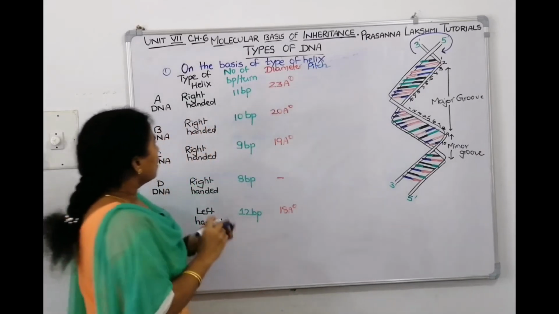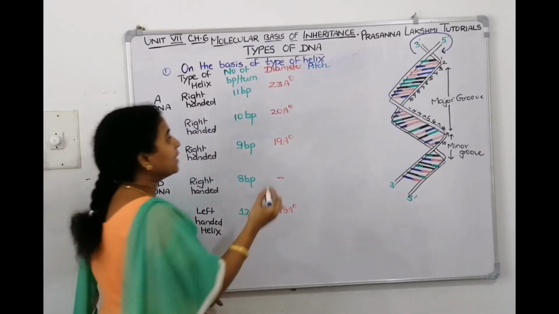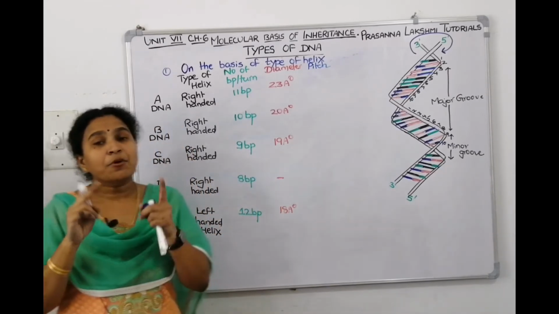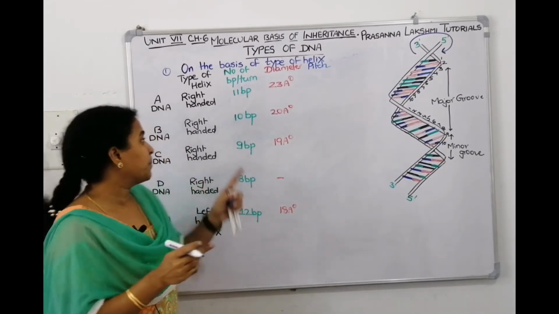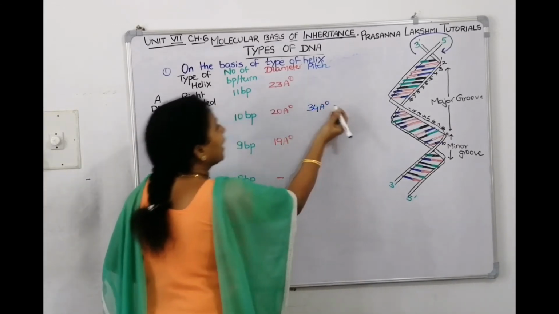The pitch of the helix. We know B-DNA's pitch is 34 angstroms, right? How to calculate the pitch? It is the number of base pairs times the rise per base pair. For B-DNA, we know it is 34 angstroms.